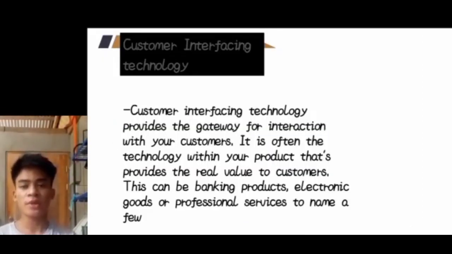The customer interfacing technology provides the gateway for interaction with your customers. It is often the technology within your products that provides the real value to customers. This can be banking products, electronic goods, and professional services, to name a few.